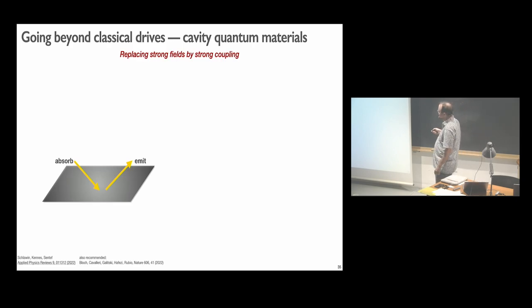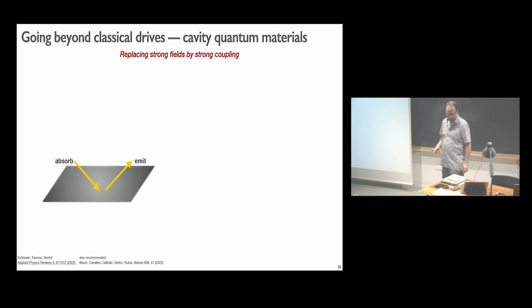Okay, so the key idea in cavity quantum materials really is to replace these strong fields by a strong coupling. I already mentioned this. And basically a pictorial way of thinking about this is that in free space, you're losing a lot of photons. Yeah, so if you do a laser and you shoot it on your material, you absorb them, re-emit them, and they're lost.